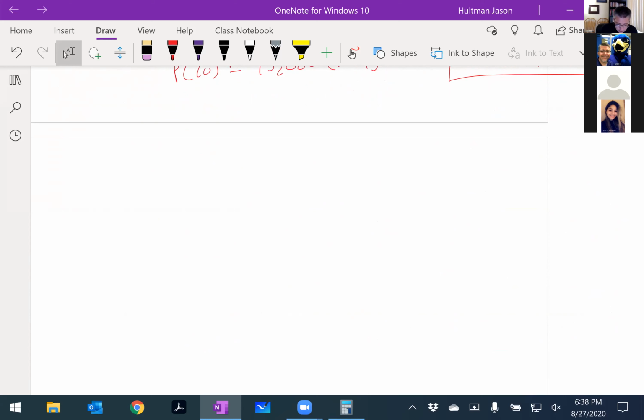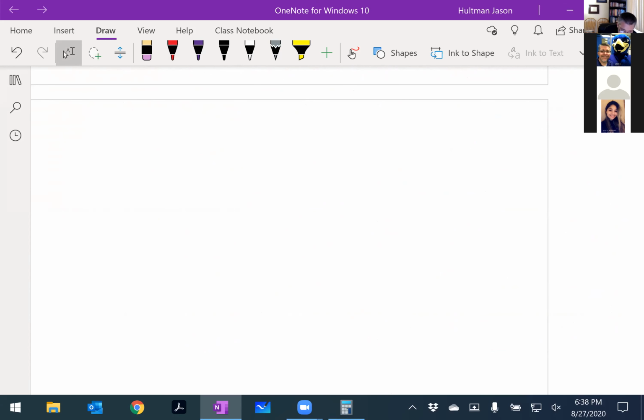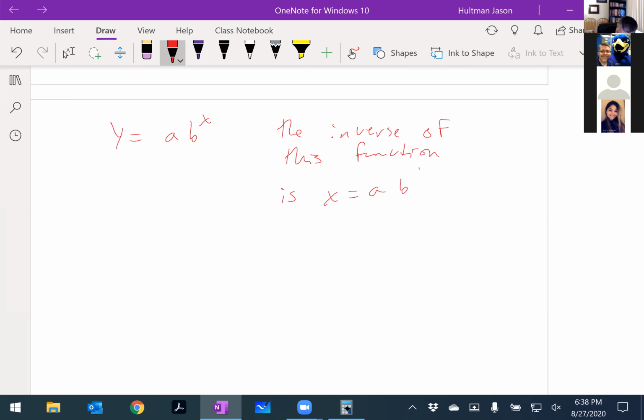Okay, so let's talk about the inverse of the exponential function here. If I have y equals a b to the x, the inverse of this function would be if I swap the y and the x. I'm going to swap the domain and range. The inverse of this function is x equals a b to the y.